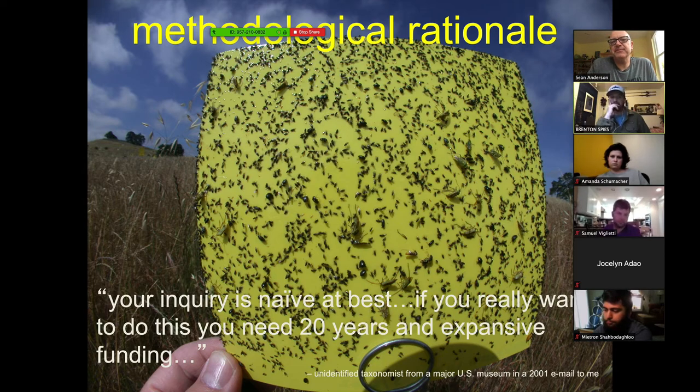So this is a trap. This trap has been out for 5 days, this sticky trap. And each of those little things isn't a seed or a piece of dirt or something. Those are all different insects. And what are we going to do? So we could get every single one of those insects, and we could hire an expert, and he or she could tell us exactly what each of those species is.